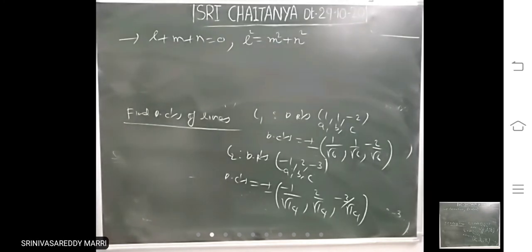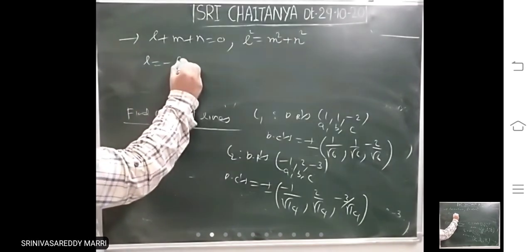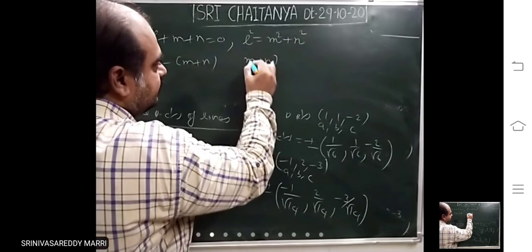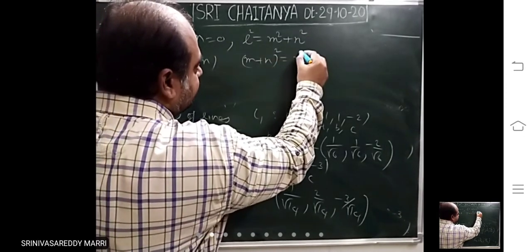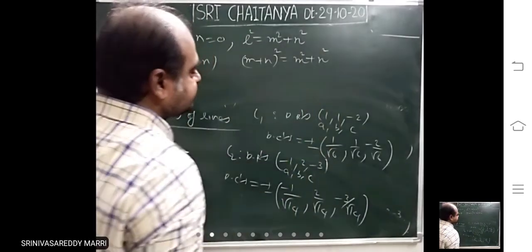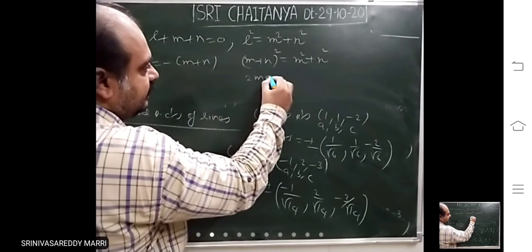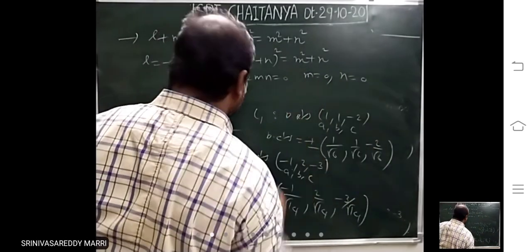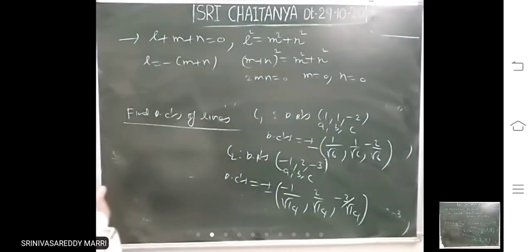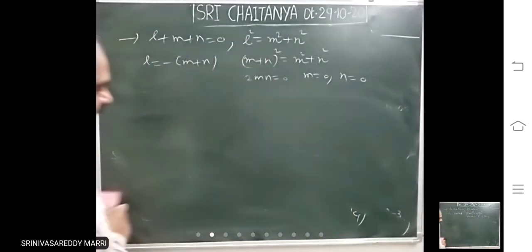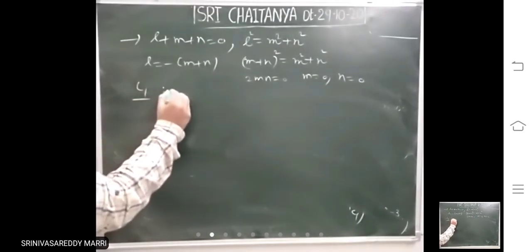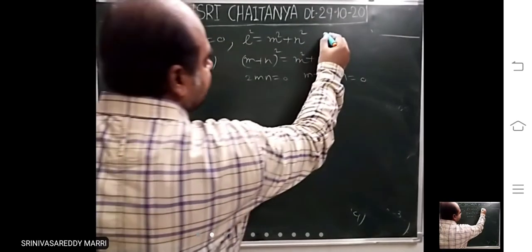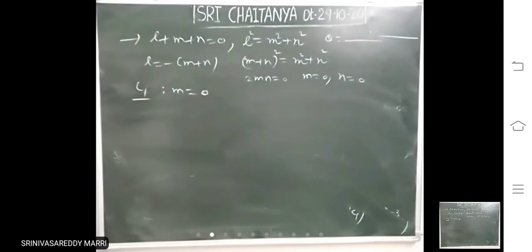Look at it, right? So now eliminate one variable, simple: minus of m plus n. Substituting here, L square means what? M plus n whole square equal to m square plus n square. So you will get 2mn equal to 0. M equal to 0, one condition; n equal to 0, one condition. Right? That means for first line m equal to 0 you take. For one line L1, m equal to 0. Angle between lines you want.